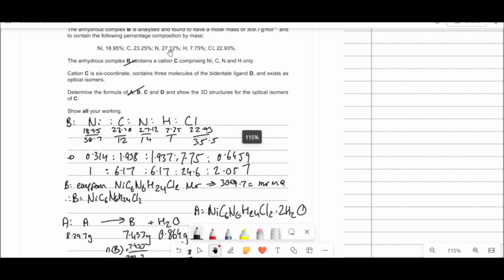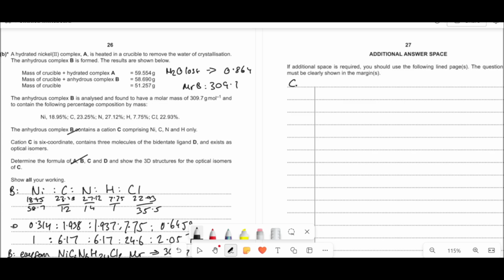Now the question's told you that B has a cation C, and it only has Ni, C, N and H in it. Fine. And what else do we know? It's 6 coordinate. It's got 3 molecules of a bidentate ligand D, and it exists as optical isomers. So in that case, let's just quickly think about what C could be. It's got an Ni in the middle, right? Let's think about what we know.